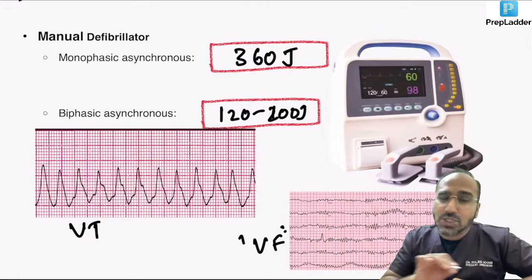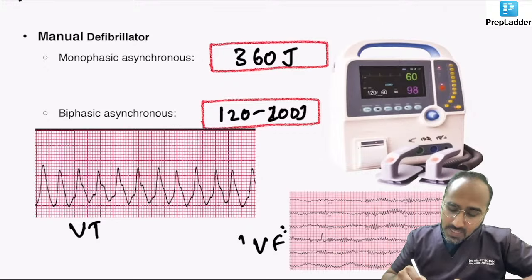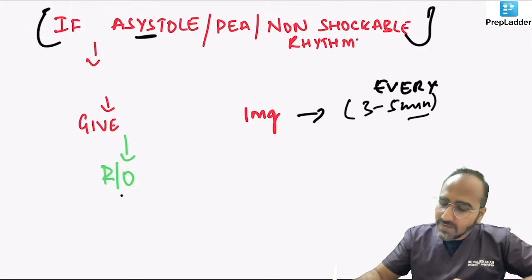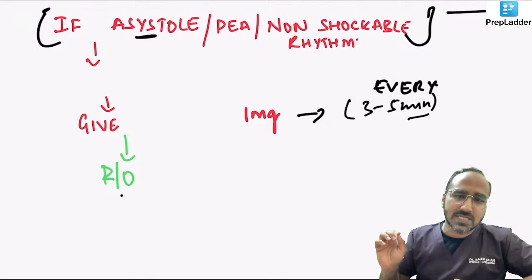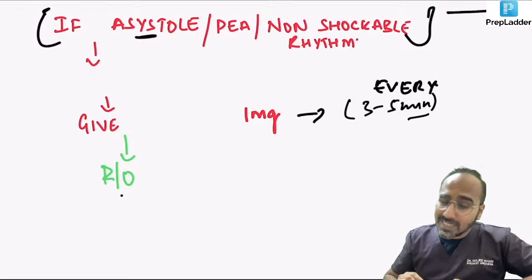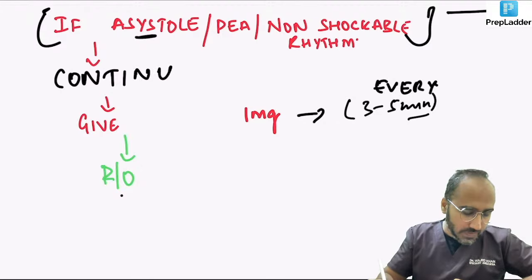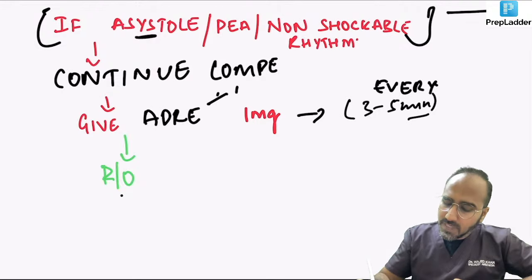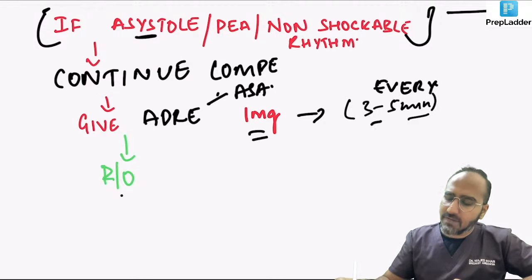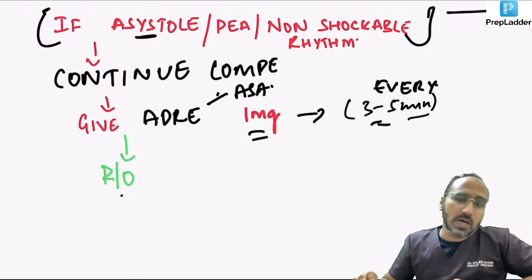What if the patient does not have any shockable rhythm? That is, the patient is having a flat line. What will you do at that time? In case of asystole, which is a flat line, or pulseless electrical activity, where a rhythm is there without any pulse, or a non-shockable rhythm, what is the next step? We need to continue compressions and give adrenaline as soon as possible, 1 milligram every 3 to 5 minutes. It has to be repeated. And then we need to rule out the reversible causes of cardiac arrest.